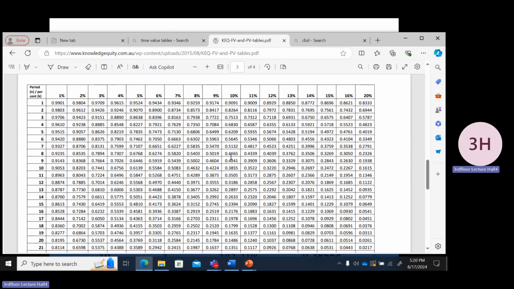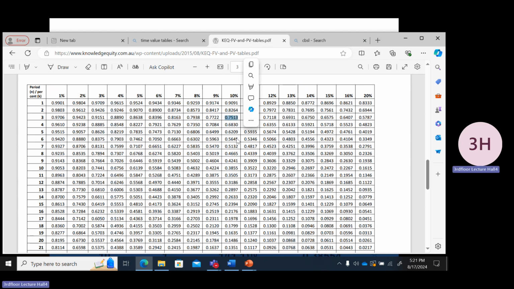The columns have rates, and the rows have years. So here our rate is 10%. This is the column. In 3 years, what is the present value interest factor? The 3-year factor is here, 0.7513. Okay? In 3 years, 0.7513. This is the factor.